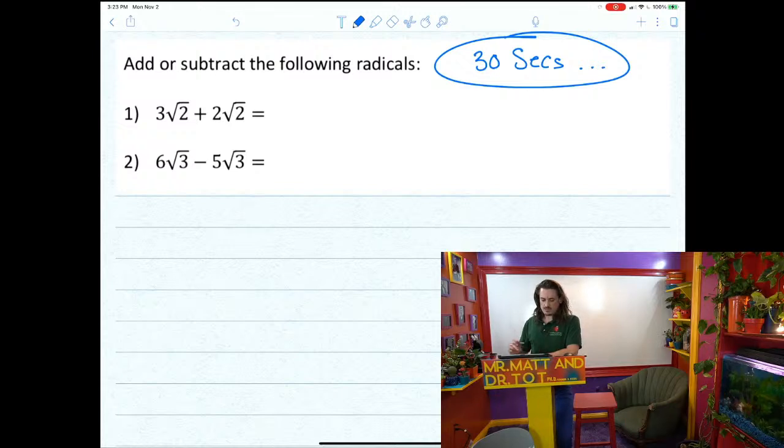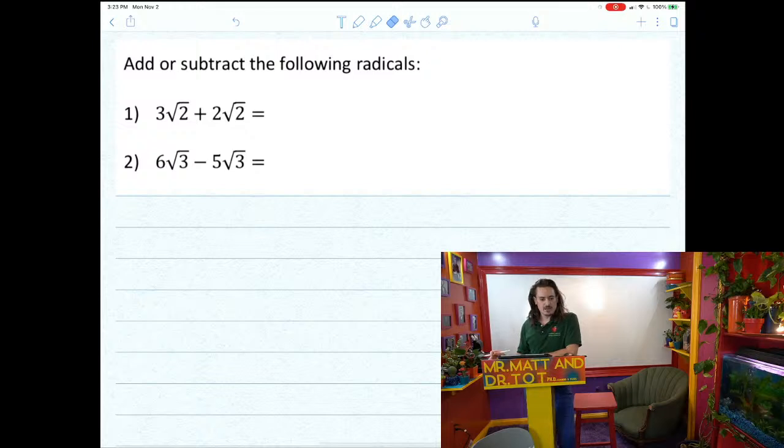Okay, so looking at number 1, we have a common radicand of 2, so we're going to keep the common radicand of root 2, and add or subtract the coefficients. So we're going to have 3 plus 2 times the square root of 2, which is going to end up being 5 root 2.